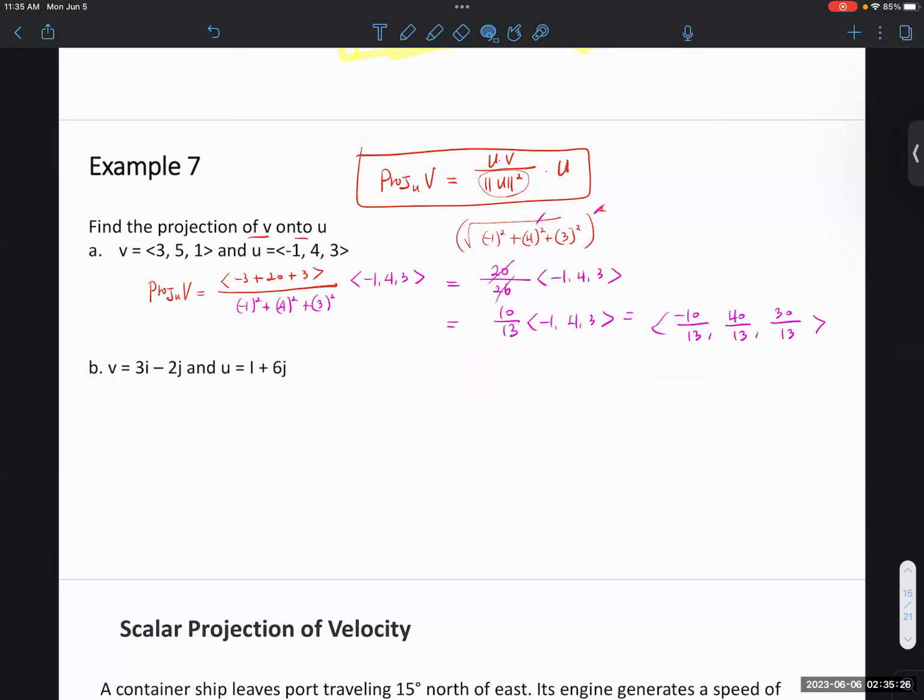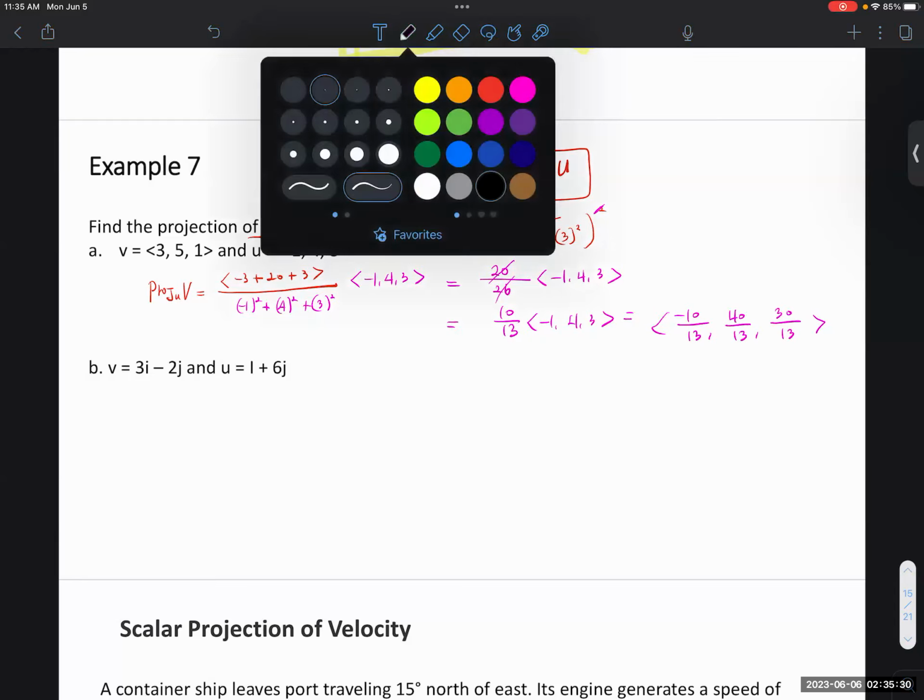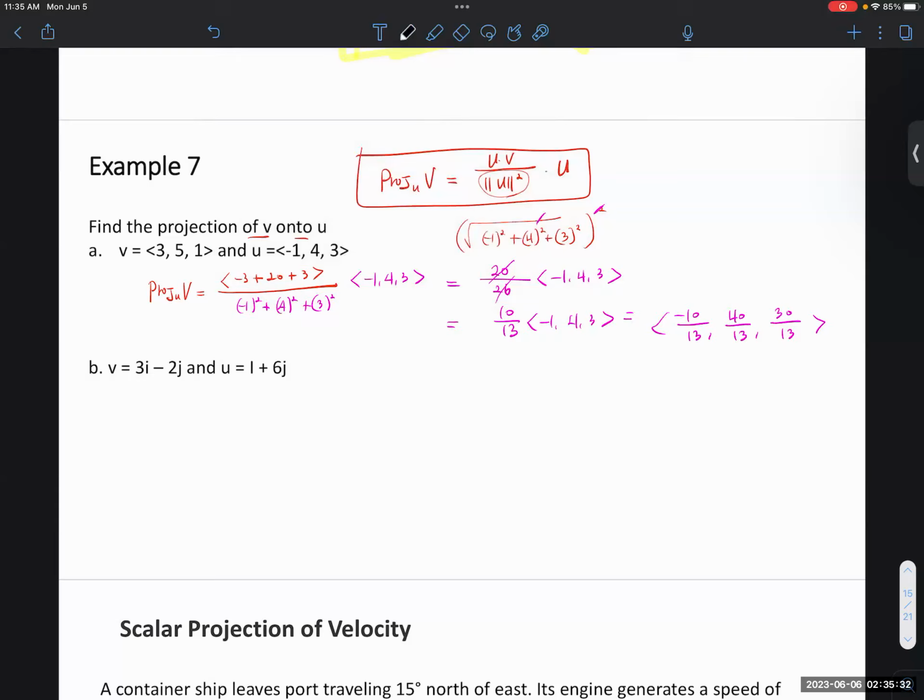Okay, that's it. One more practice, one more time. So we are looking for the projection of V onto U. You're going to find each vector. So I'm going to write it. This is a 3, negative 2 vector. This is a 1, 6 vector.